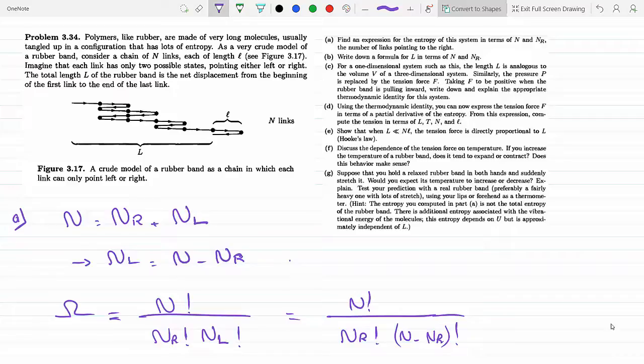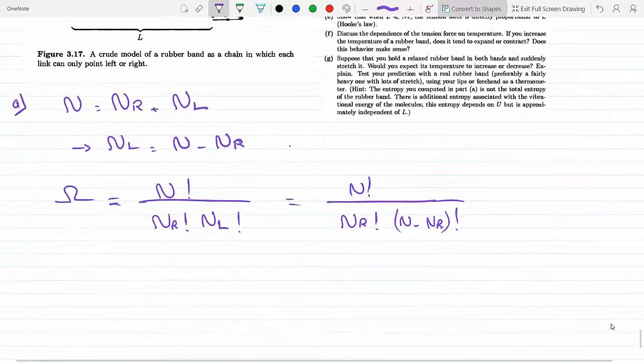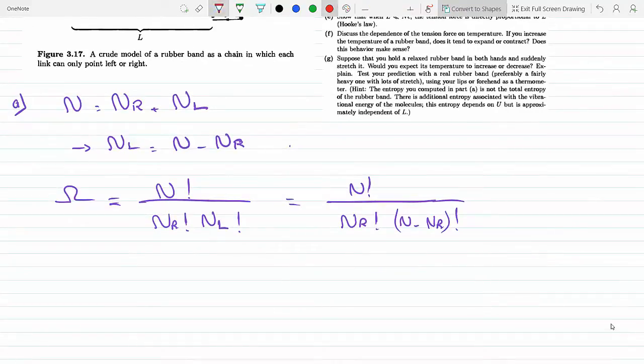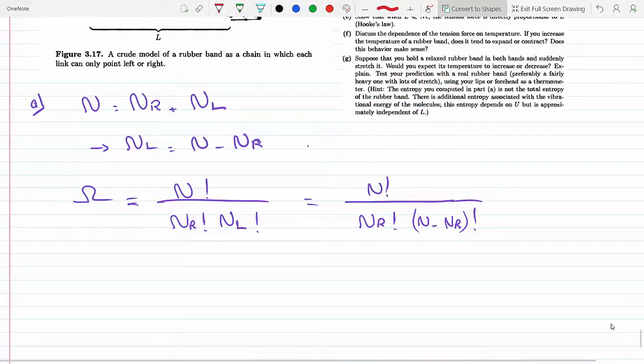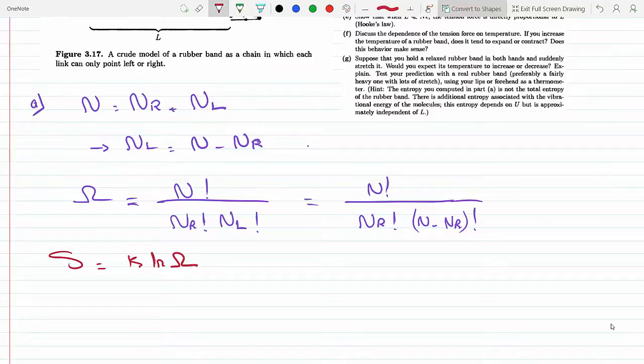Okay, and as we know, the entropy is just k ln the multiplicity. This is the multiplicity, so entropy is k ln this, and so this will be k ln n factorial over nr factorial times n minus nr factorial.